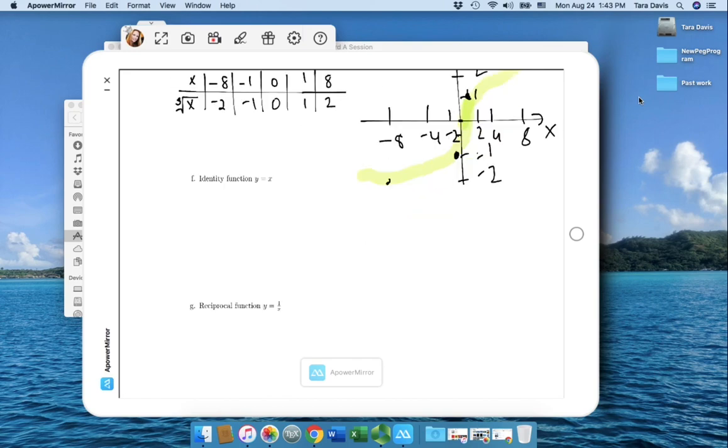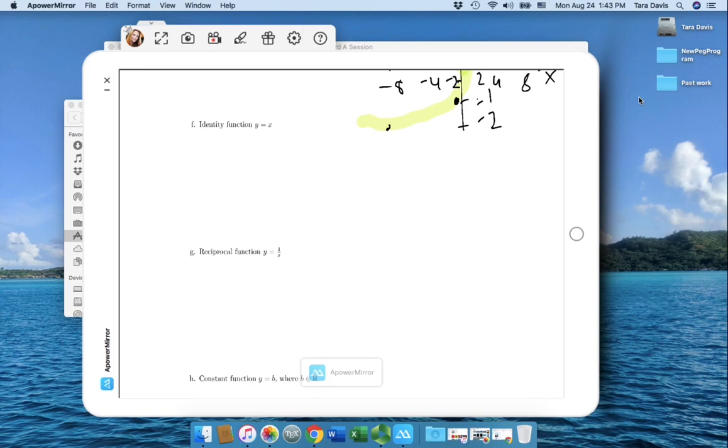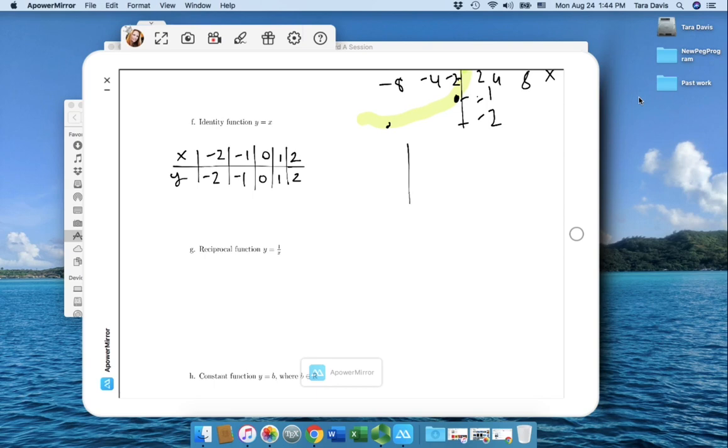For part F, we're going to graph the identity function, y equals x. So this was like part of the absolute value function, but this one is y equals x all the way. So let me choose the same points that I like. Because y equals x, when x is -2, y is -2. Whatever x is equal to, y is equal to the same thing, okay? And so then when I go to sketch the graph, I'm also going to put the same scale for x and then for y.